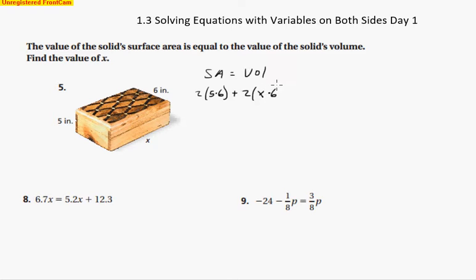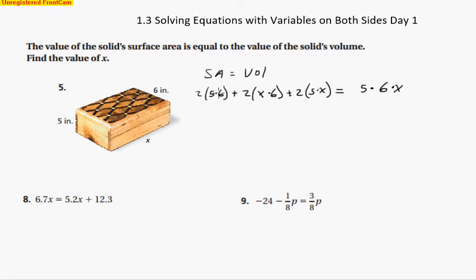And then I've got one more side, this side here. And so I've got plus 2 times x by 5. The shorter side here is 5, because you see how this side going up and down, the height is 5. So 5 times x. All of this is the surface area, and it equals the volume. And the volume is just the product of all of these sides, 5 times 6 times x. And so I go ahead and do the work here.